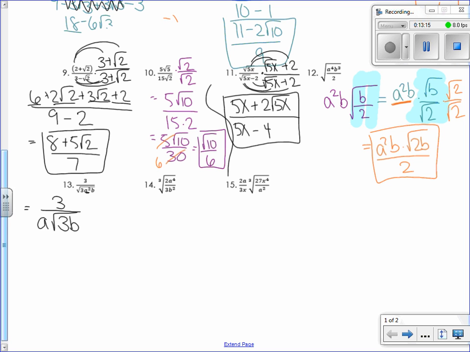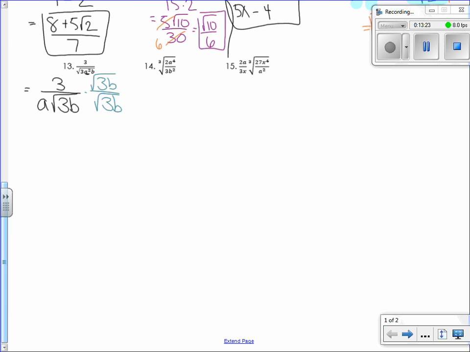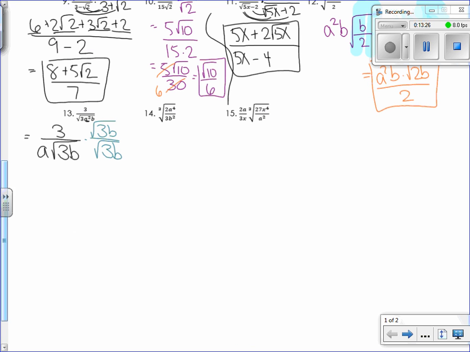So now I can go ahead and rationalize, and I'm going to multiply by the square root of 3b over the square root of 3b. Extend a little bit. So now, in my numerator, I have 3 times the square root of 3b. In my denominator, I still have this a, and now I have times 3b. This 3 is going to cancel with this 3. So I'm left with the square root of 3b in the numerator, and then just a times b in the denominator.